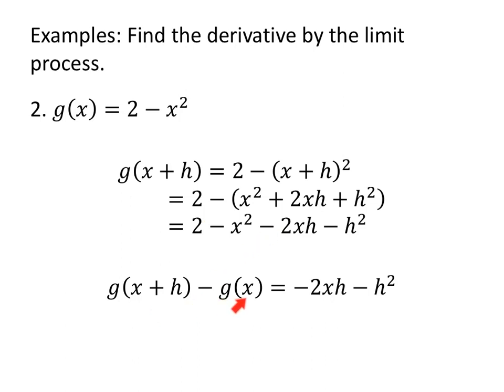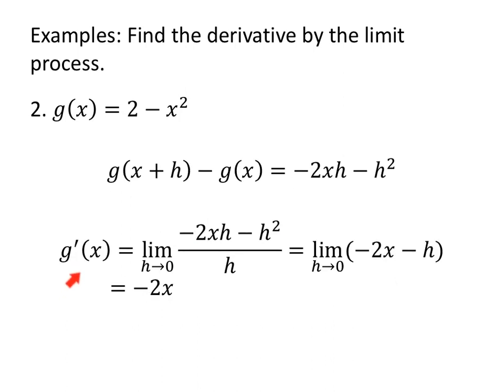When I subtract g of x from this function, I could do it in a couple different ways. Maybe I would just go right underneath here and I would subtract 2 and subtract x squared. And from here we can see how the 2 minus 2 cancels out, the negative x squared minus negative x squared cancels out, and all I'm left with are the terms that have h, minus 2xh minus h squared. So I have my difference. Let's check out this quotient.